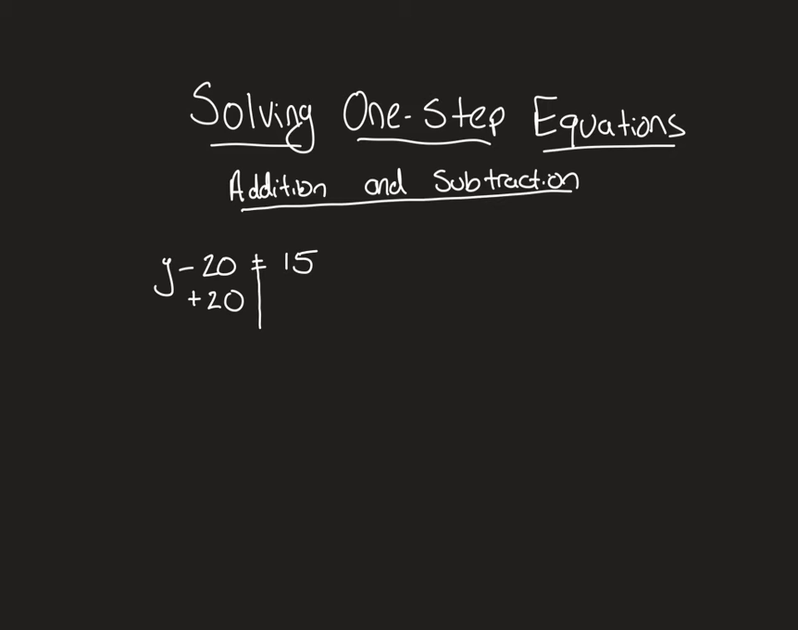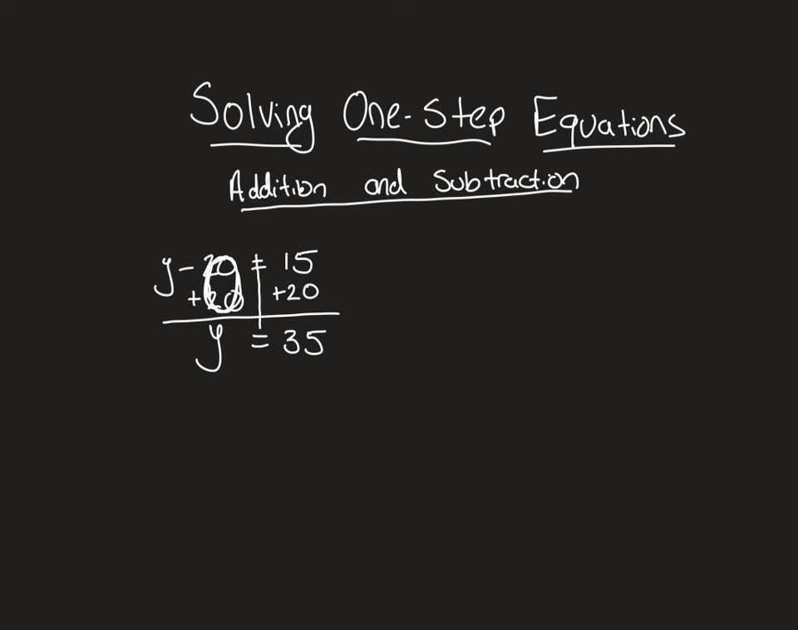Now we don't want to be like Steve, we want to be like Bob, and we want to remember to keep our equations balanced by adding 20 to the other side of the equation as well. Okay, and so on the left side of the equation, we have this minus 20 and this plus 20. Since those are inverse operations, they go to 0 and cancel each other out. We're left with just y on the left-hand side because y plus 0 is just y. And then we're going to do 15 plus 20, which is 35, and that finishes up the right side of the equation.